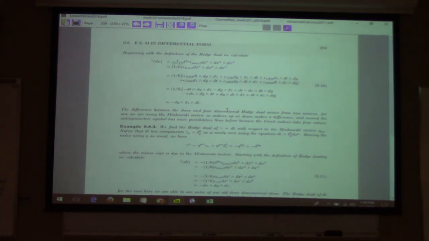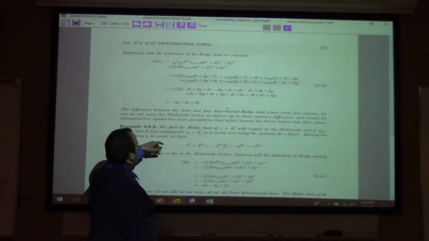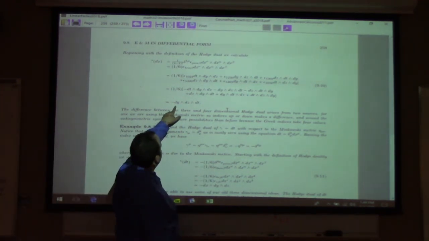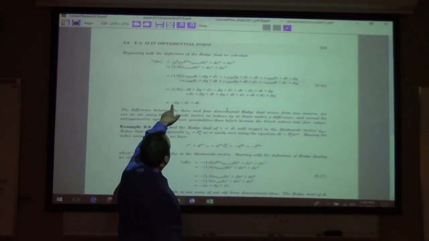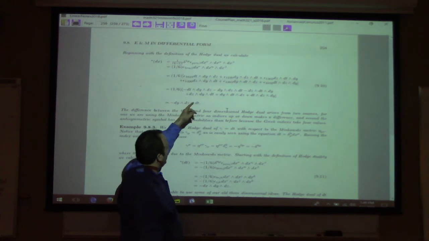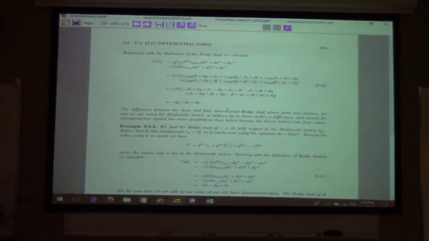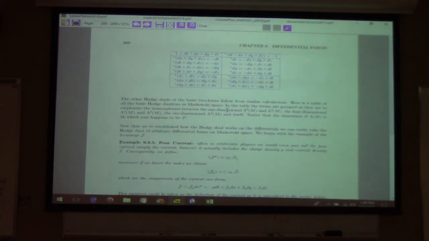The Hodge dual gets some pesky minuses because we work with this Minkowski metric. He was one of the physicists around Einstein's time. Like the Hodge dual of dx in my system of conventions ends up being minus dy wedge dz wedge dt, for example. And here's a complete table of the Hodge duals.